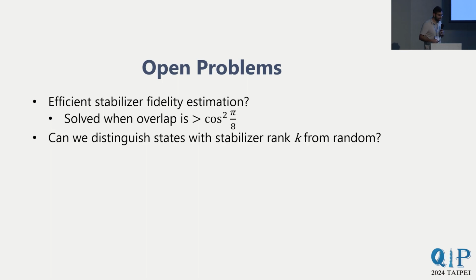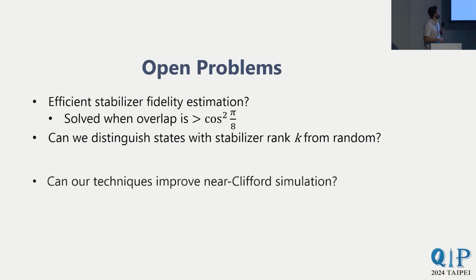The next question is tangentially related to what I've talked about. Can we distinguish states with stabilizer rank k from random? If you don't know, stabilizer rank k means that your state can be written as a linear combination of k stabilizer states. And this is a notoriously hard thing to work with. I think even making progress on this distinguishing problem would mark some significant progress in our understanding of these systems. The next two things are a bit more vague.